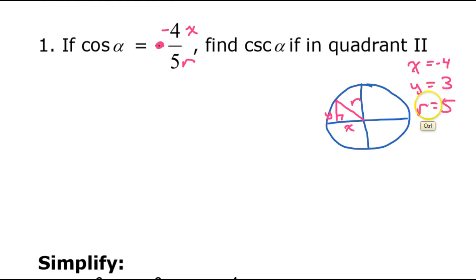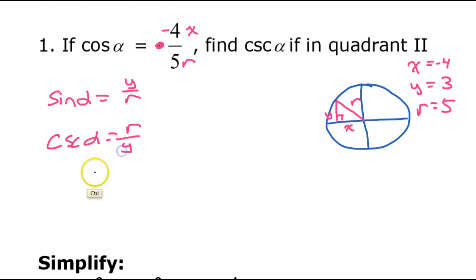So now we have x, y, and r. So I should be able to find the cosecant. We know the cosecant is the reciprocal of the sine function. So since sine of any angle is y over r, then cosecant is going to equal r over y. So in this case, that's going to be 5 over 3.